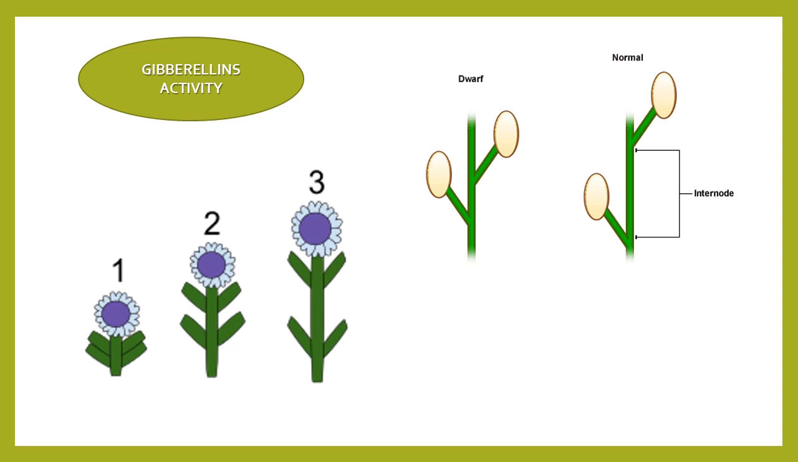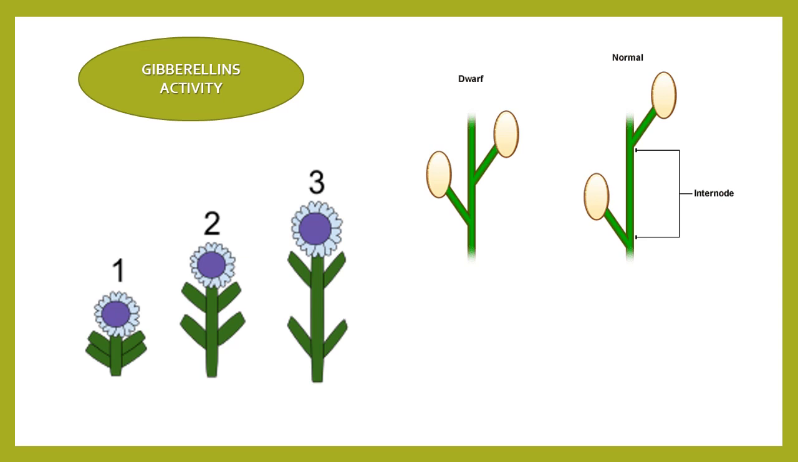Now I will say regarding gibberellin's activity. Write down. Functions of gibberellins are elongation of stem and growth. Point 2, reversal of dwarfism. Gibberellin induces elongation of stem. Also, it helps in flowering and fruit formation. These are the activities of gibberellin, especially the growth of the internode.